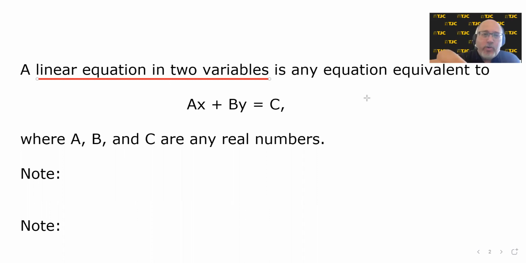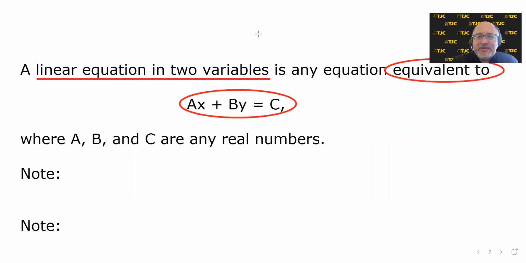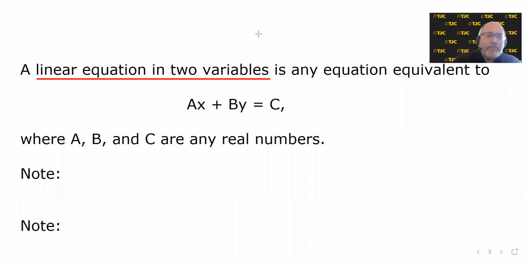And what I mean by equivalent to right here is the equation may look like this at the beginning, or it may not, and we can manipulate it by distributing and moving pieces around to make it look like that. And it's not necessary to make it look like this to call it a linear equation. It only has to be capable of being made to look like that to be called a linear equation in two variables. A couple of notes.